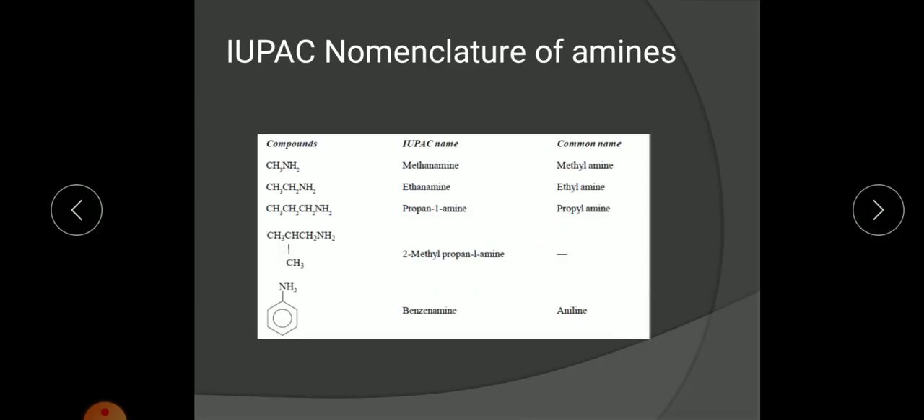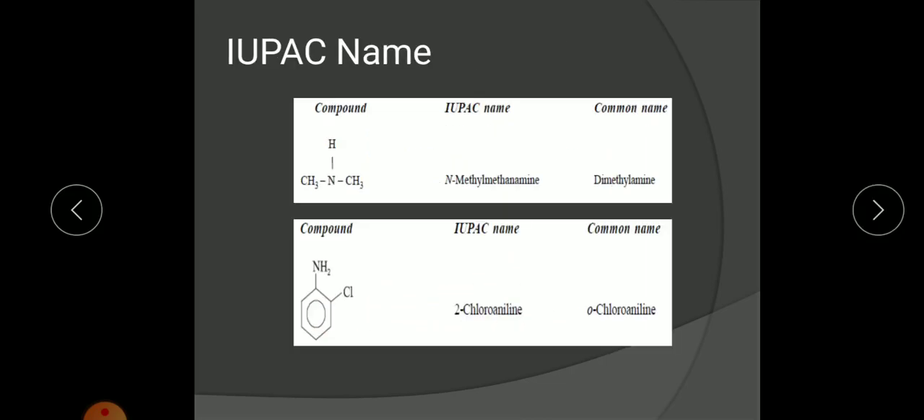Next we'll see the IUPAC nomenclature of amines, that is, how we can name amine compounds. For example, if we have CH3NH2, what will the IUPAC name be? We have one carbon atom, so it will be methane, and since the functional group is NH2, the last e will be replaced by amine, so methanamine. Or it can be called 1-aminomethane. Commonly, CH3 is methyl and NH2 is amine, so we call it methylamine. Similarly, this can be called ethanamine or ethylamine. This one is propan-1-amine, where 1 is the position of the amine, or propylamine. This one has 3 carbon atoms in a straight chain, and at 2 we have a methyl group, so it is 2-methylpropan-1-amine, with 1 the position of the amine. And this will be known as benzenamine or aniline. This is how we'll name the compounds.